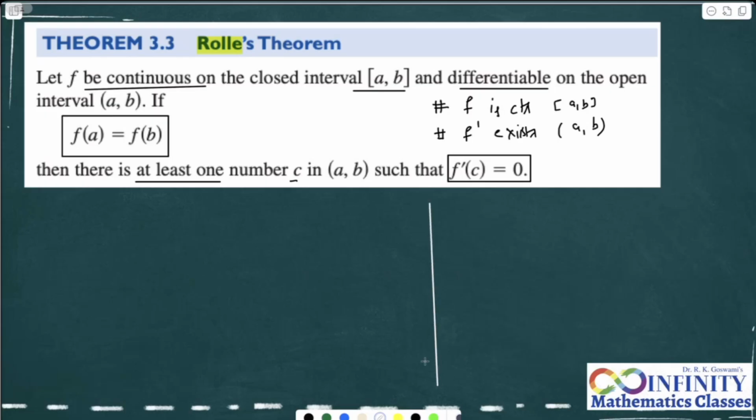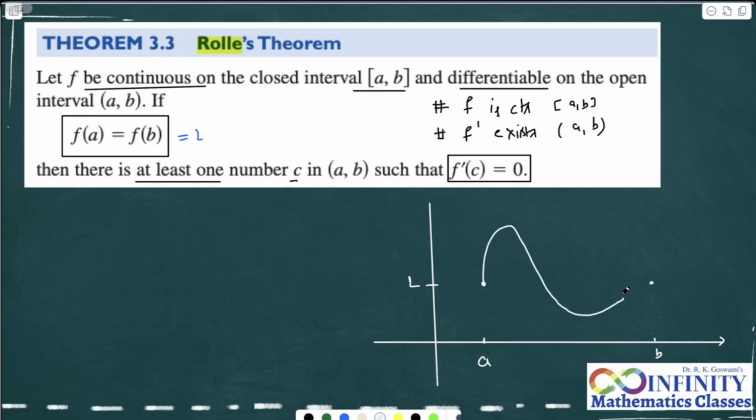Try to help me in drawing a graph. The function is defined from a to b. At a, just suppose this is the height. The value of the function at a may be considered as L, so I'm representing it by L. I'm starting from this point and I have to end up at this point. The graph may be like this. It is a smooth curve, even though it doesn't look like it at some point, but consider it is a smooth curve.